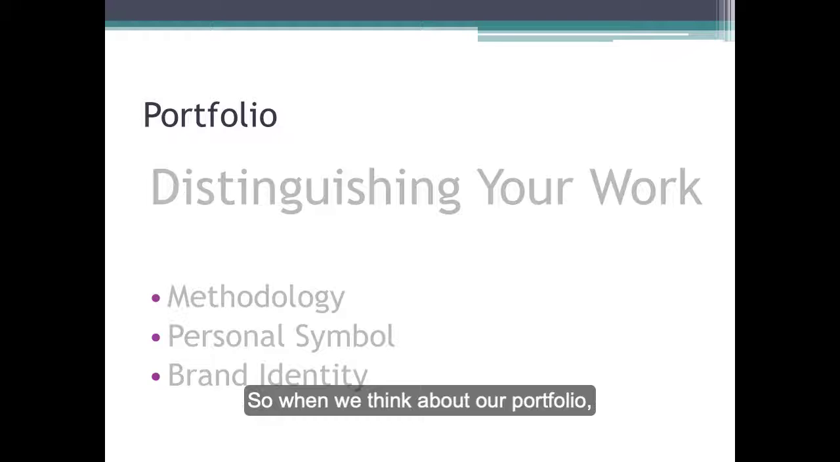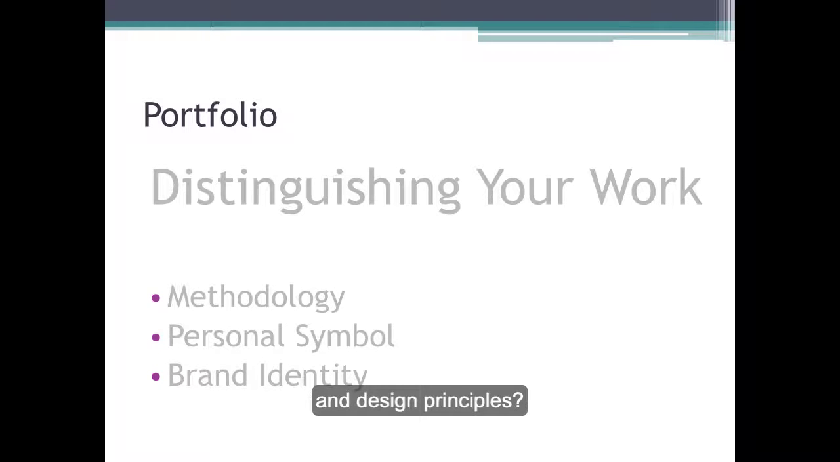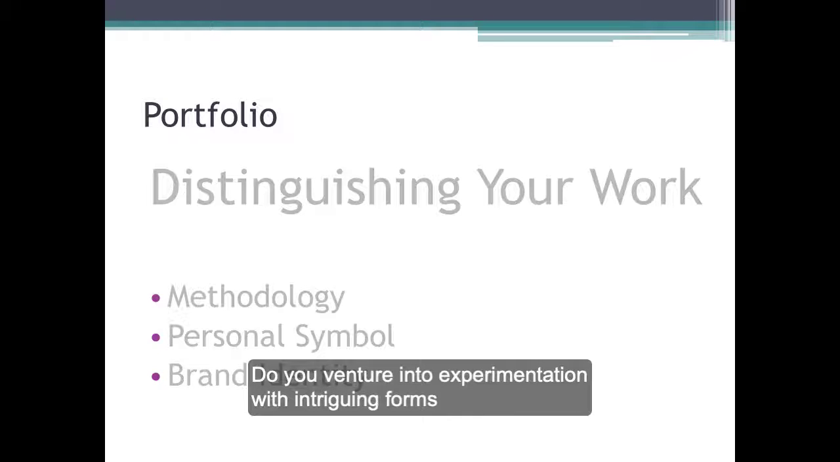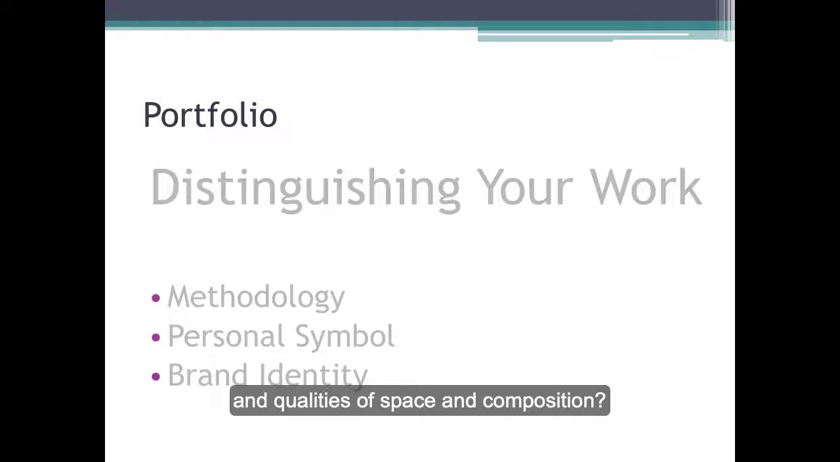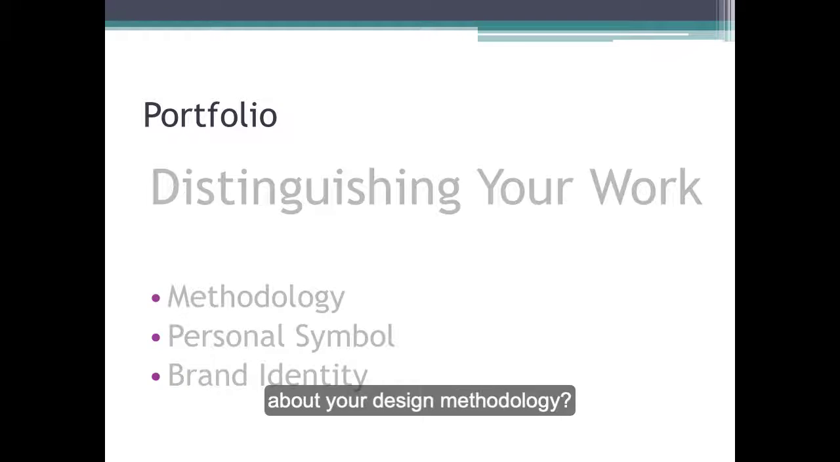So when we think about our portfolio, what distinguishes your work? Do you somehow in your portfolio reflect some sort of assimilation of design history and design principles? Do you venture into experimentation with intriguing forms and qualities of space and composition? So think about, what is it that's distinctive about your design methodology?